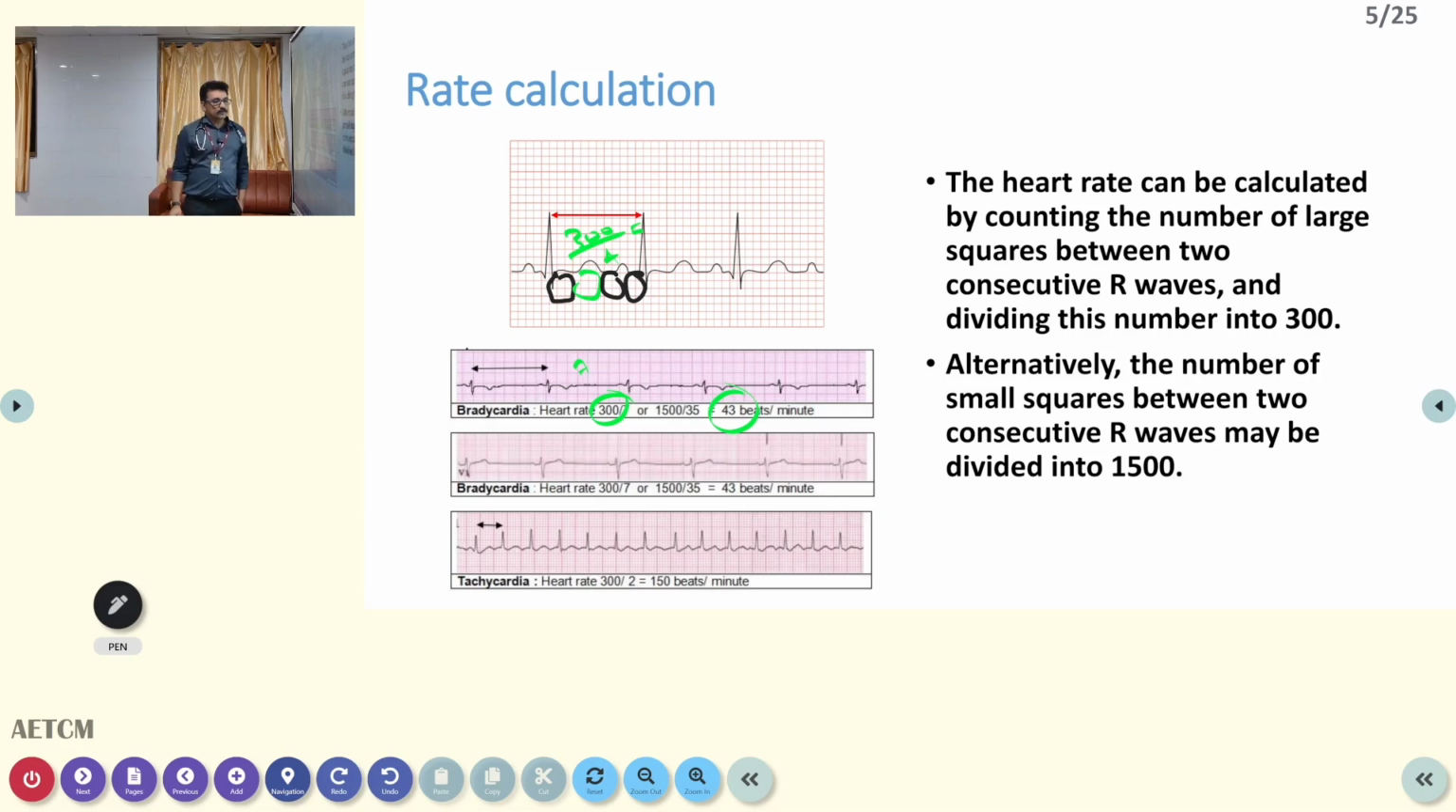If the heart rate is very high, you can see here 2 squares are coming between 2 QRS complexes. So 300 by 2 will give you the answer, somewhere around 150 beats. So that is tachycardia. Like that you can calculate the rate in ECG if the rhythm is normal.